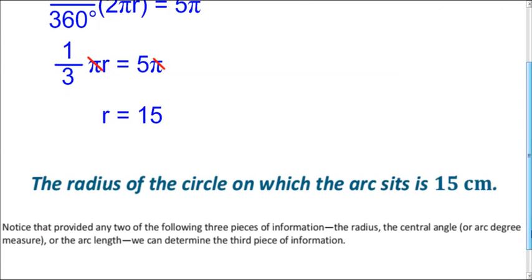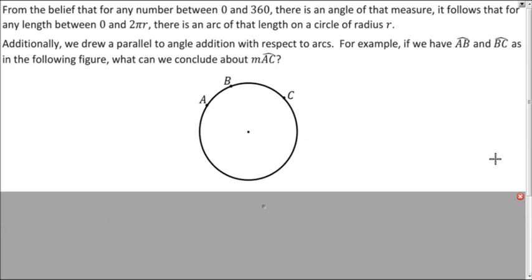So if we're given 2 out of these 3 bits of information, we can always figure out the third one using our equation. We know that if we're given a degree measure between 0 and 360, we can find an angle with that measure that exists. A similar thing holds for arcs. If we're given an arc length between 0 and 2 pi r, we can find an arc of that length on a circle with that radius.